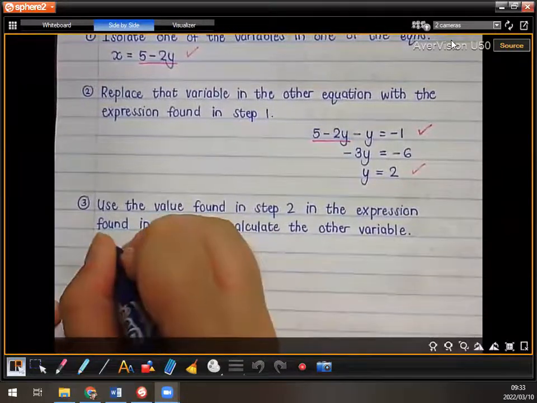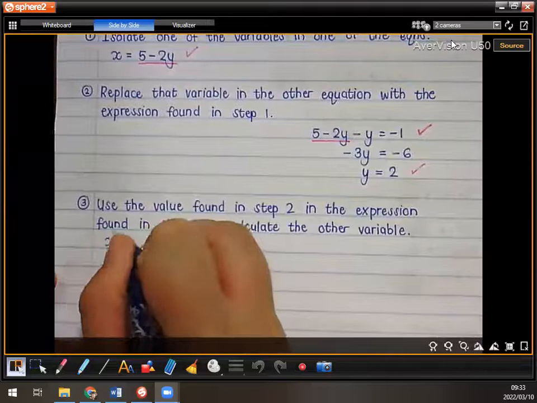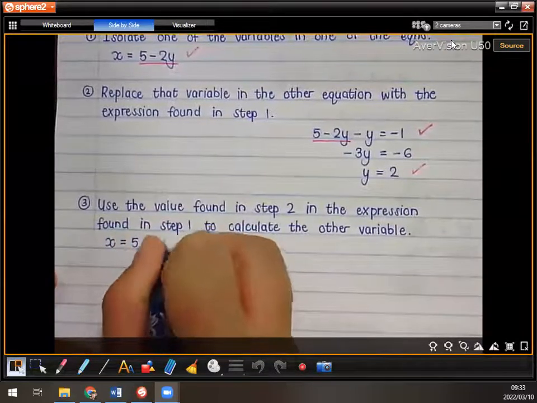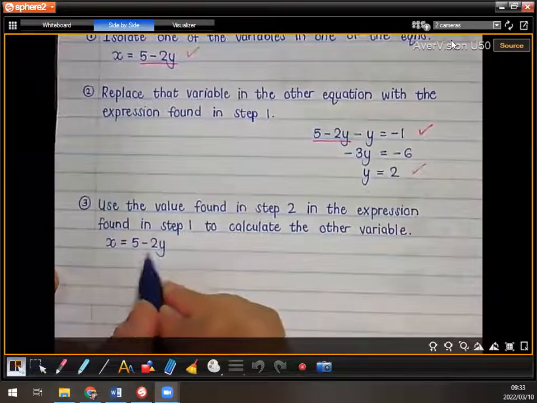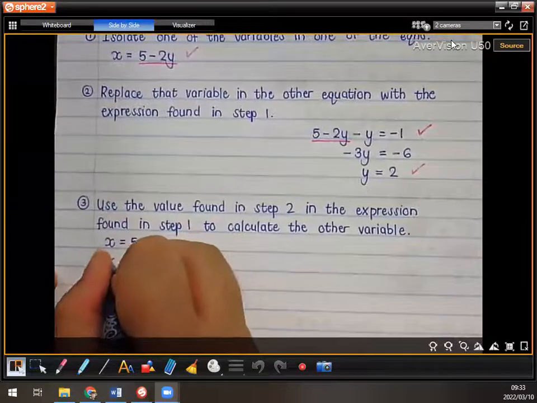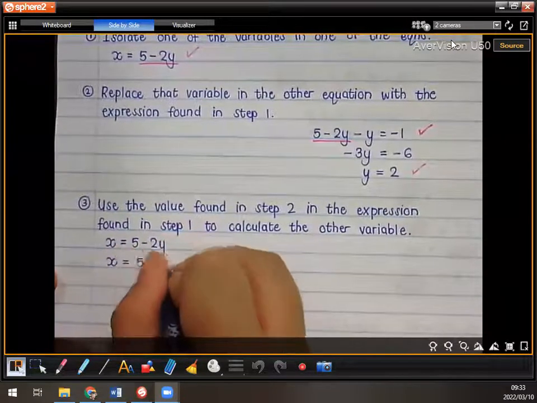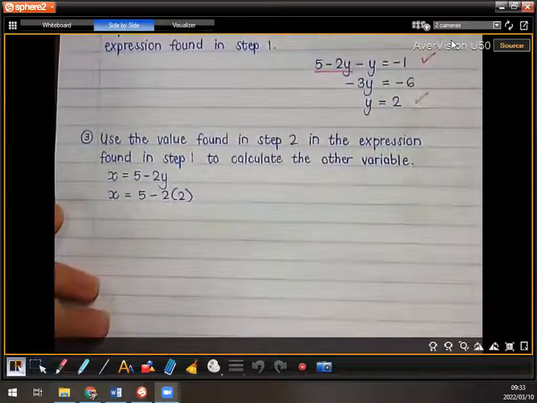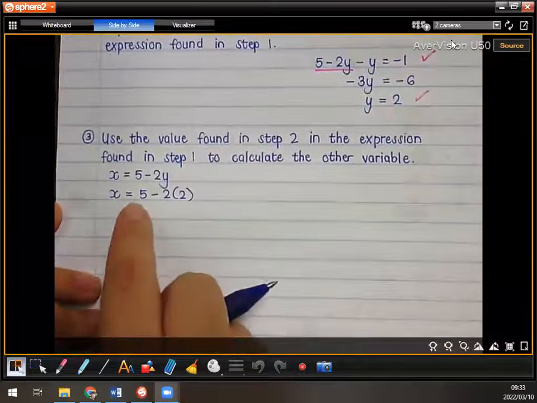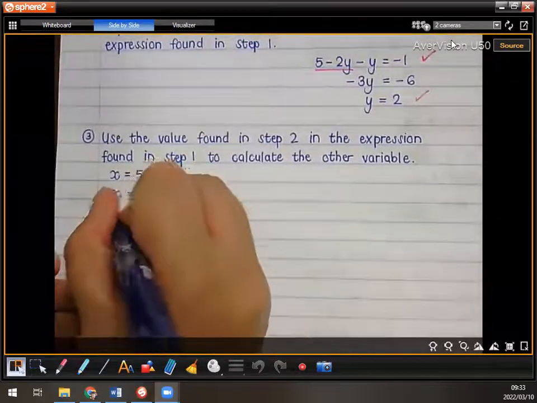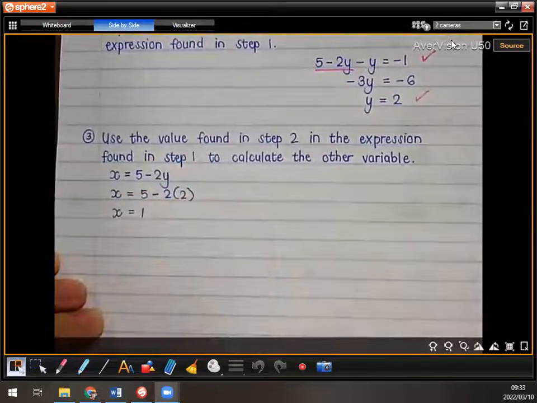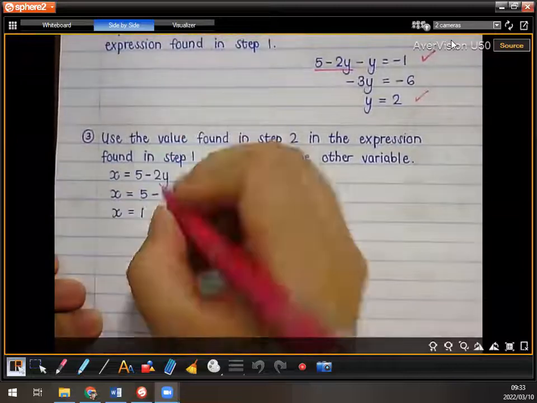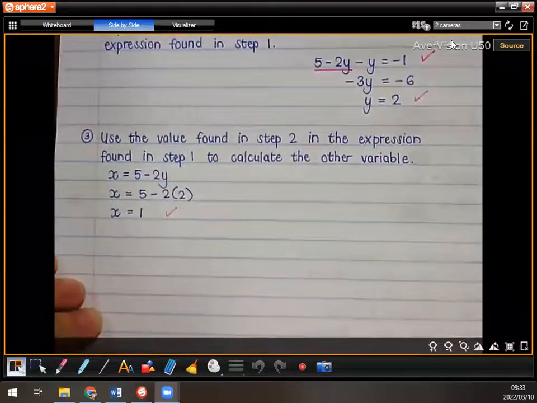Okay, guys, so I'm just going to rewrite this expression that we got: 5 minus 2y, but now y is equal to 2. So x is going to be equal to 5 minus 2 times 2 instead of y. And what's that? 5 minus 4, that is 1. That will be your fourth mark.